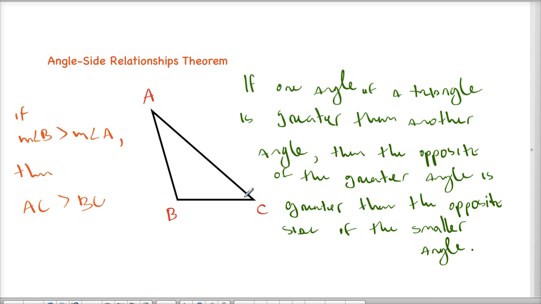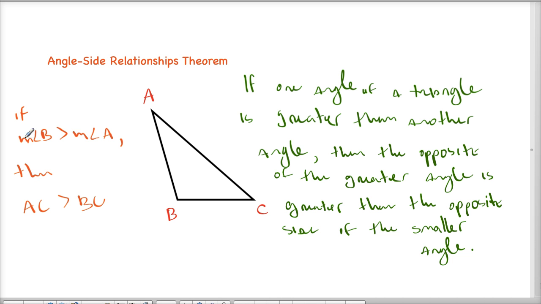And if we look at the picture of this triangle here, that's also pretty obvious to see. So clearly, the measure of angle B here is greater than the measure of angle A. What that tells me, according to this theorem, is that the side AC is bigger than the side BC. If I look at the picture again, that's pretty clear. AC is much longer than BC, okay?